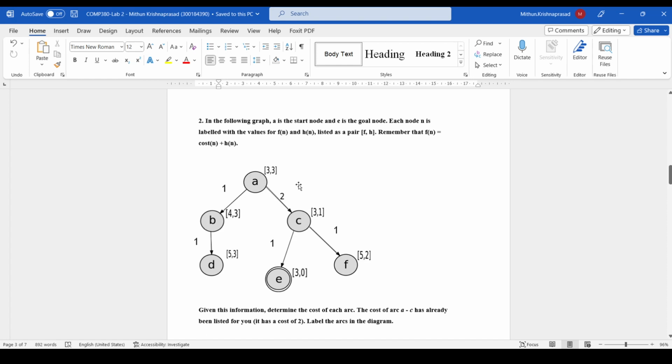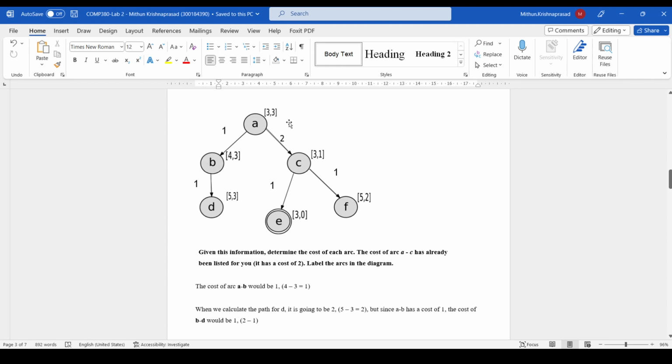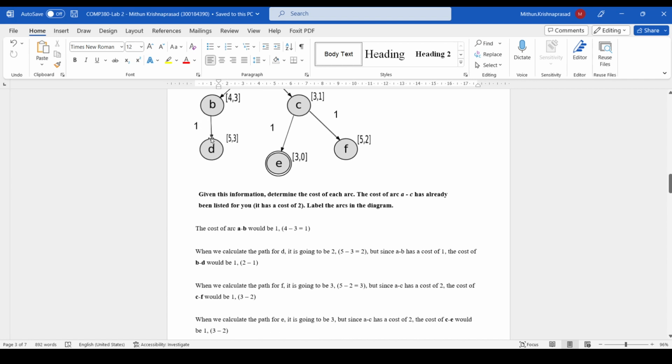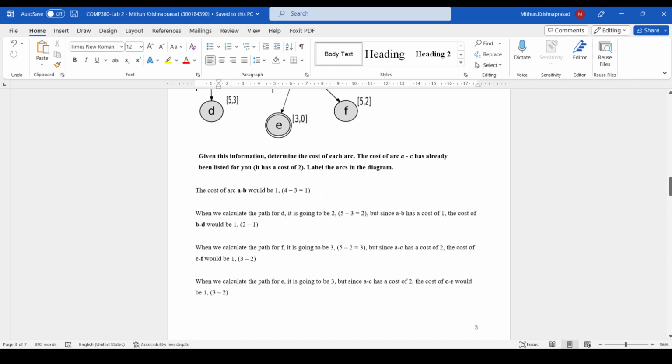The only thing we had over here was 2, the cost of arc AC. I'll start with the arc AB. For B, the cost would be 4 minus 3, so that's how I got 1. For D, it's 5 minus 3, which is 2, but since this was already 1, it's essentially 2 minus 1, and that's how we calculate this. What we need to keep in mind over here is that E is the goal node.